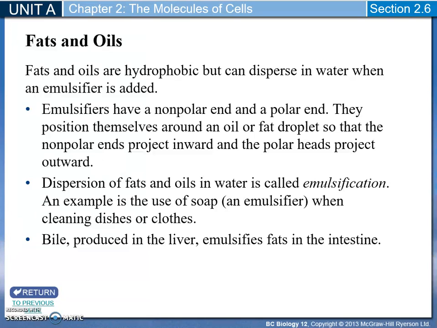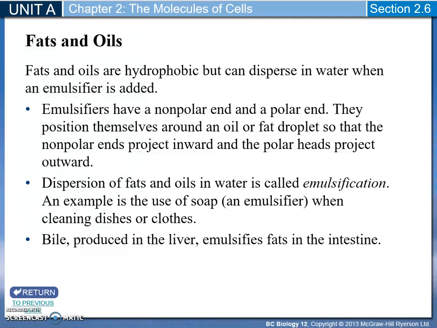Fats and oils are hydrophobic, but they can disperse in water if you add what's referred to as an emulsifier. Emulsifiers have a non-polar end and a polar end. So they position themselves around an oil or fat droplet so that the non-polar ends project inward and the polar heads project outward. And dispersion of fats and oils in water is called emulsification. An example is simply the use of a soap, like a dish soap, and that would be referred to as an emulsifier.